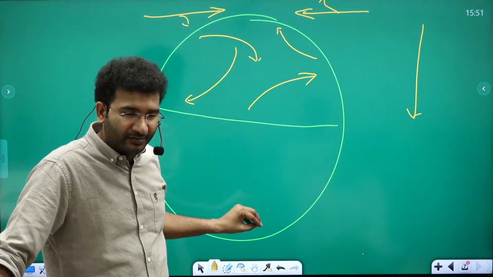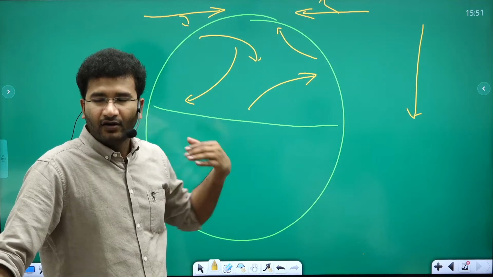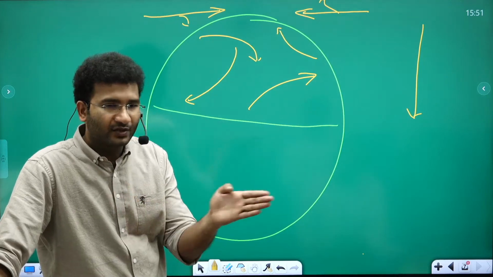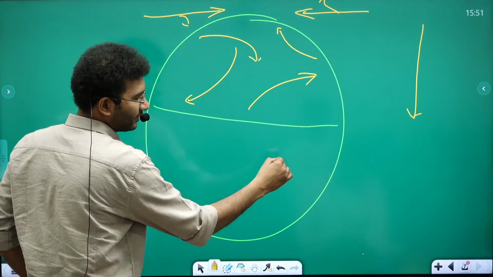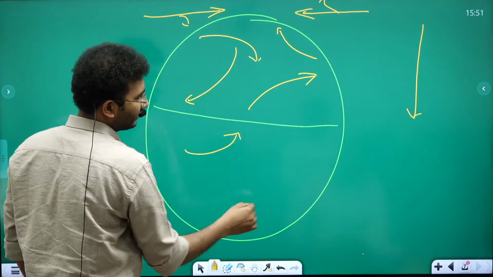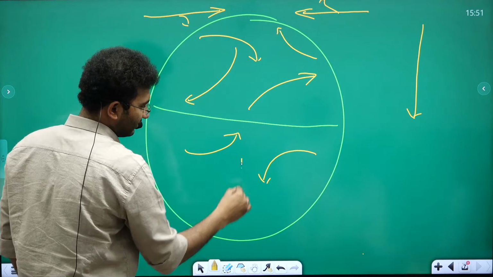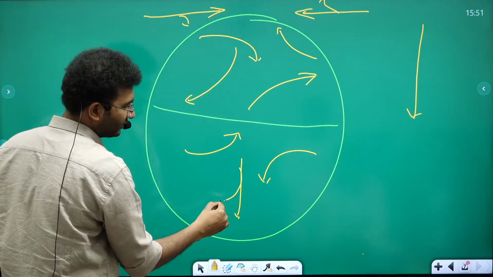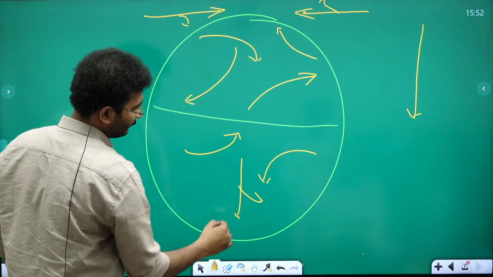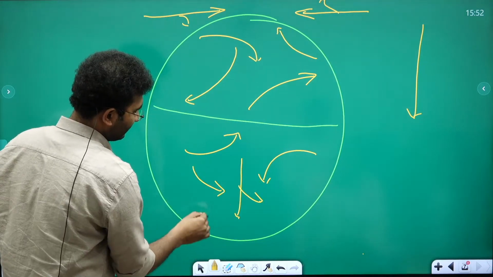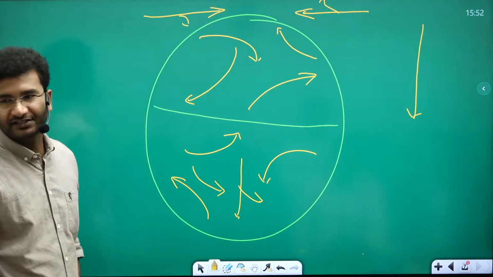Similarly, in the southern hemisphere, anything that moves or floats has its deflection towards the left. Imagine if something is moving in this direction, the deflection is like this. If it is moving in this direction, the deflection is towards the left, like this. So this is how the deflections are.